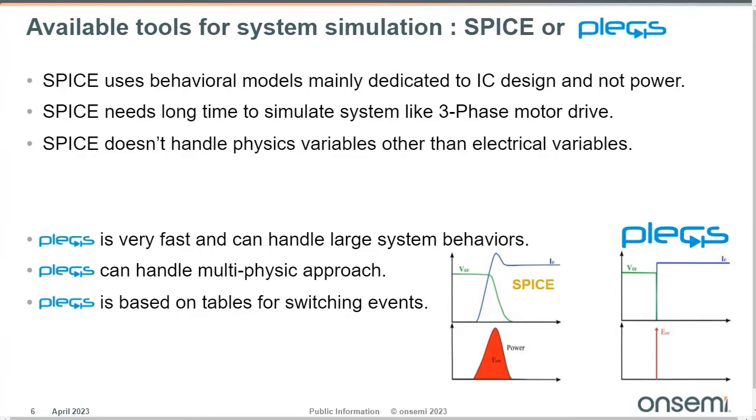SPICE needs a very long time to simulate a three-phase system, a motor drive for example, or an active front-end. I did one some years ago, and it took me 3 days of simulation to get a 50-line cycle. SPICE cannot handle multi-physics and handles only electrical variables. So for some variables, we use what we call thermo-electrical equivalence. For example, for thermal, where the power flow becomes a current and the temperature becomes a voltage. In this way, we can predict the thermal behavior.